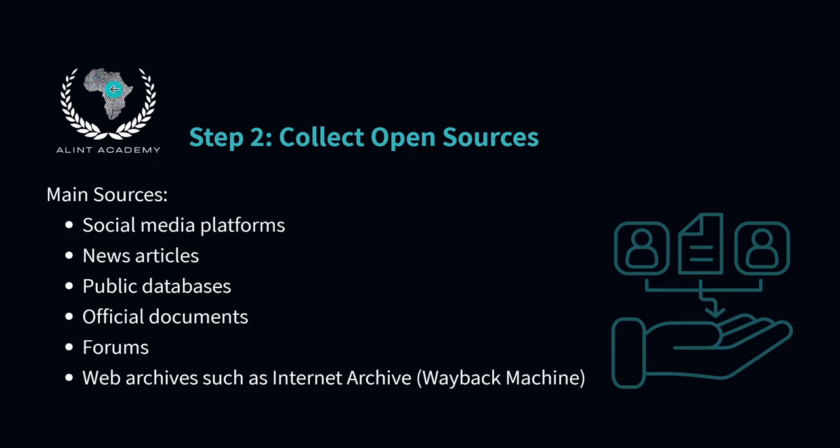Step 2. Collect open sources. Once the objective is defined, we move to collection. Main sources may include social media platforms, news articles, public databases, official documents, forums, web archives such as the Internet Archive, Wayback Machine. At this stage, we collect broadly but carefully.